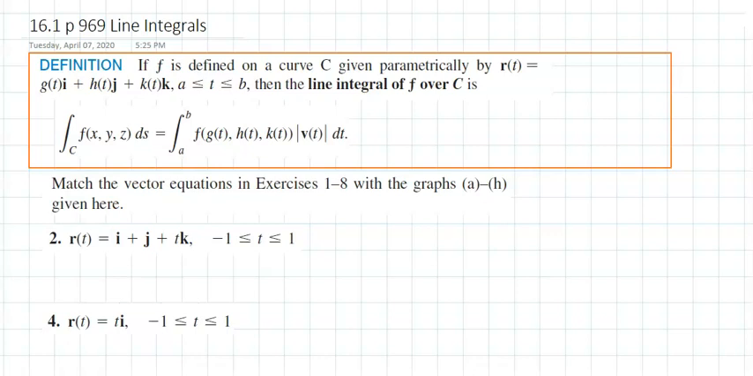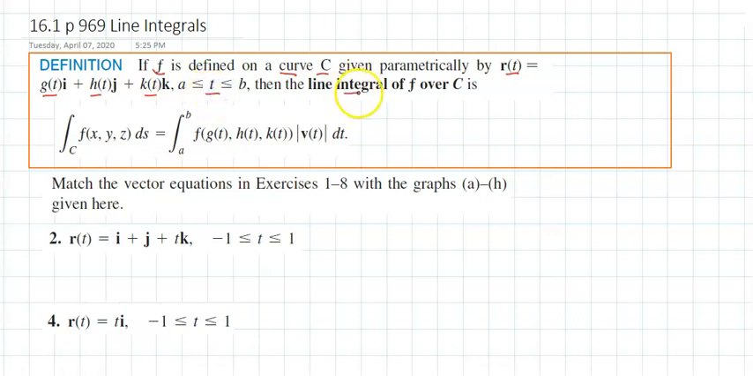Section 16.1 is on page 969, talks about line integrals. This is something we're going to use all throughout this chapter. In the definition, we start with, let f be defined on curve C, given parametrically by a parametric equation. C is traced by r of t, with g of t for the i component, h of t for the j, and k of t for the k. And let t vary between a and b.